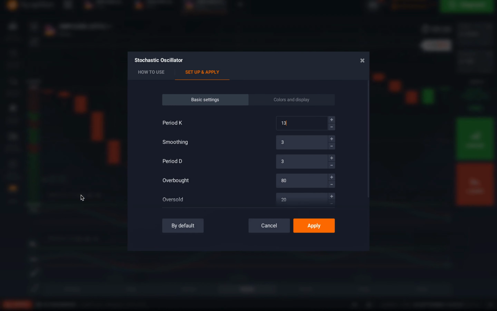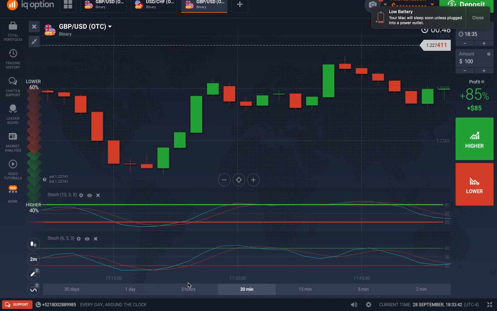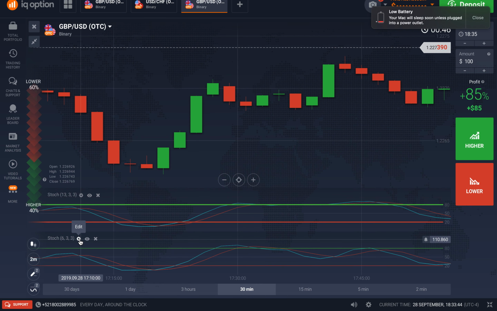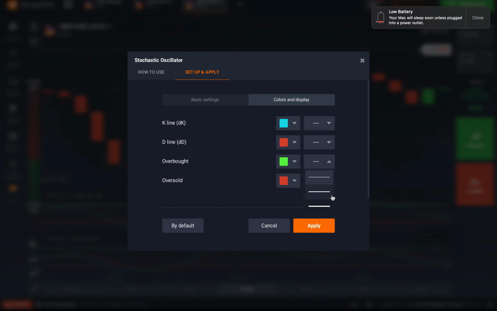Let's make these lines a little bit thicker so they stand out for you guys, because it might be a little bit hard to see through the screen. There we go. And I'm going to do the same thing on the second one. If I go to Edit on the indicators, that's their settings, I'm going to go to Colors and Display. Just so it stands out a little bit more, I'm going to make the lines thicker on overbought and oversold. And I'm going to click Apply.